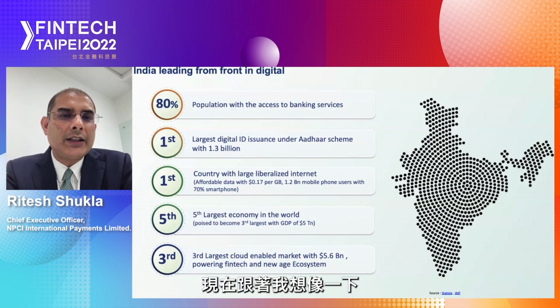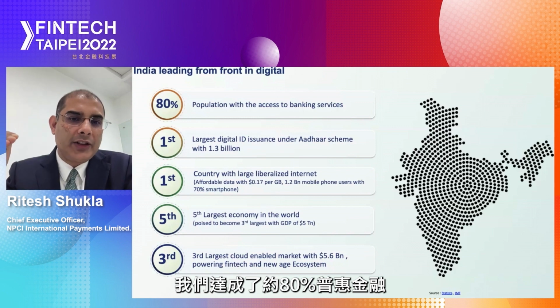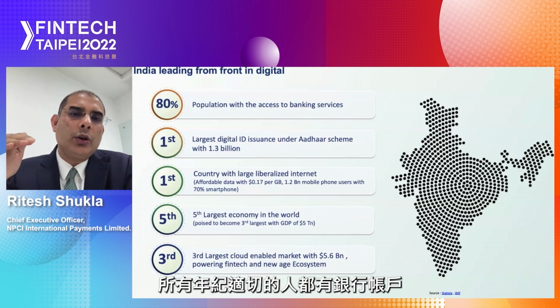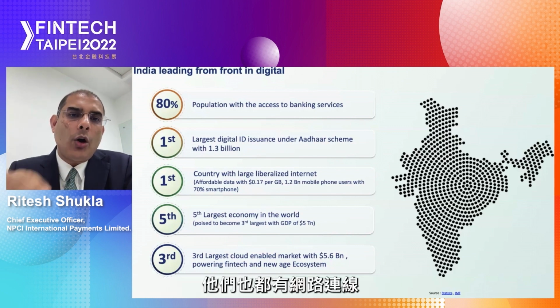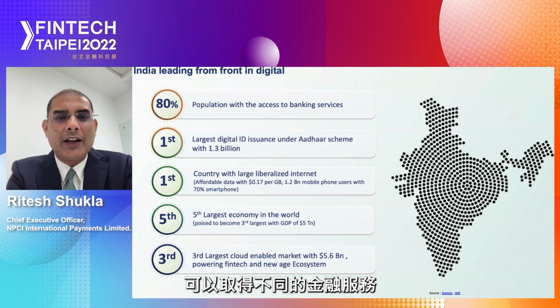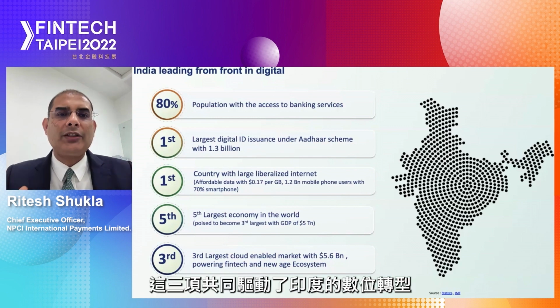So now just imagine for a minute that we have about 80% of financial inclusion people who are in the banking age. All of them have a bank account. They have a digital ID program which is unique to them, and all of them are connected to internet, and then they are able to access financial and various services. So now this combination of these three things is driving the digital transformation in India.